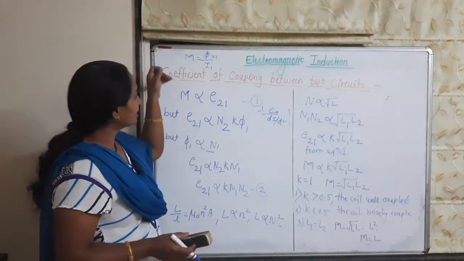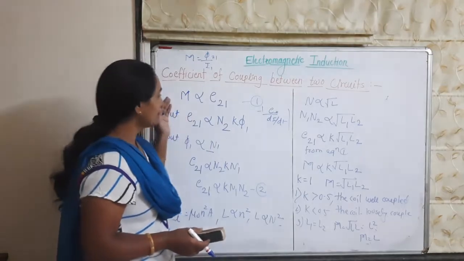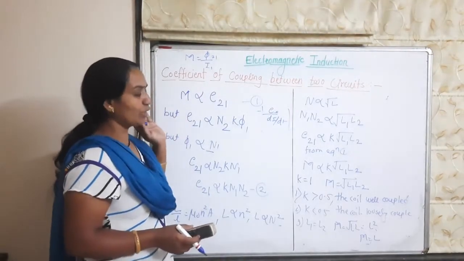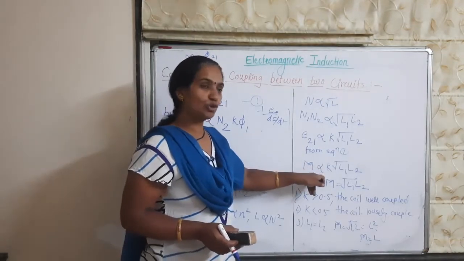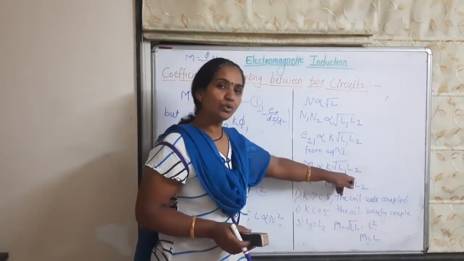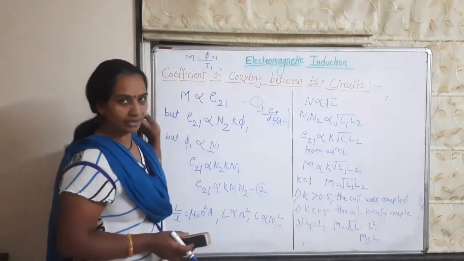And the last point in this video is the coefficient of coupling between two circuits. Here we derived the formula for the mutual inductance, M proportional to K root of L1 L2, and then considered the three cases of the mutual inductance.